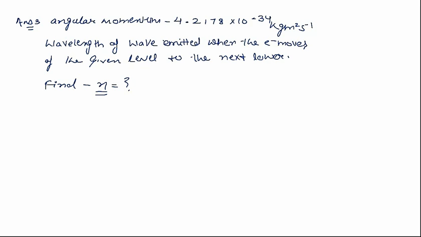Now what formula can we apply here? We have this Bohr's quantization formula. Bohr suggested that the electron can move in those orbits whose angular momentum is an integral multiple of h upon 2 pi. So we can use that relation here, that is mvr is equal to nh upon 2 pi. Now here, mvr is the angular momentum.